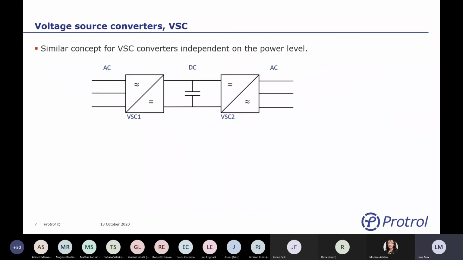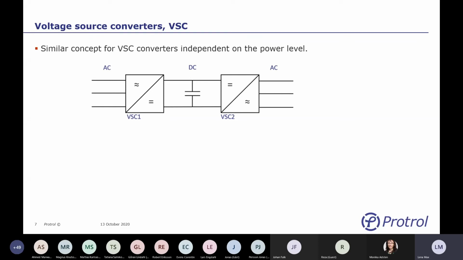And when evaluating the risk of oscillations, including converters, we should have a closer look at the design and the control of the converters. And for a voltage source converter, a quite similar implementation is what is seen in the figure. We have two voltage source converters. We have a DC link in between, and they're connected to one AC system in each end. And this could typically be an HVDC transmission.